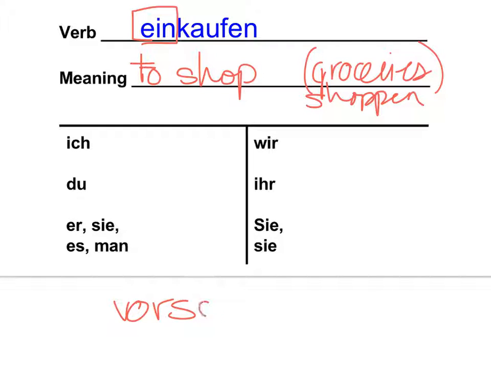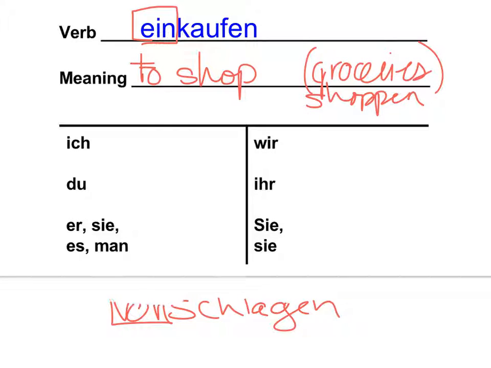like this one. Vorschlagen means to suggest, but it's separable. If you forget to put that vor at the end of your sentence, now you mean to hit. Very, very big difference in meaning. So you got to be careful on that one.